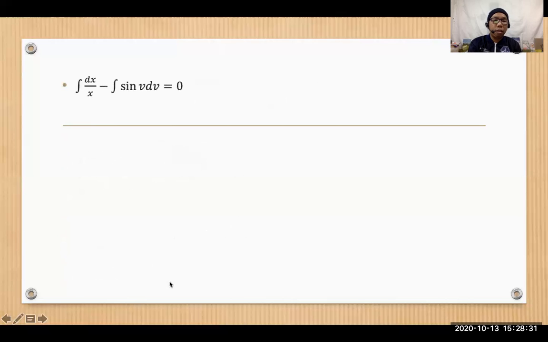Okay, so the next page here, we can integrate each term. Ln of x yung sagot dun sa integral ng dx over x. Now, recall the antiderivative of sine of v.